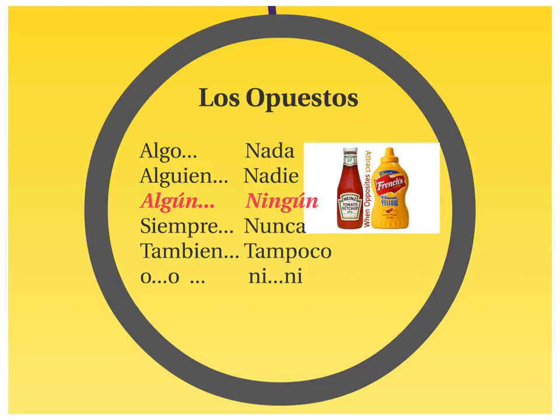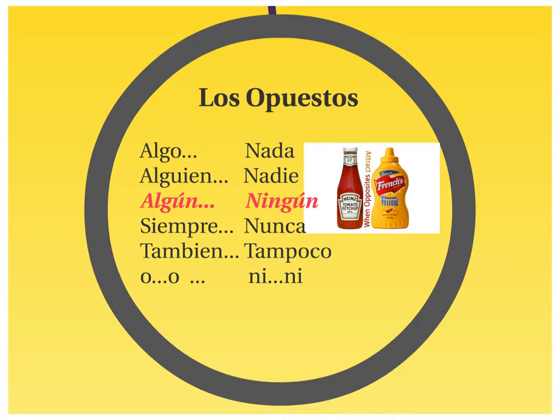Okay, so for opposites, when opposites attract, you get some mustard and ketchup. Actually, that doesn't even rhyme. Oh well. All right, so we've got los opuestos. That means the opposites. By the way, do you love my little wand? I think it's kind of great. I couldn't decide whether I wanted to use a purple or a green. I chose green.